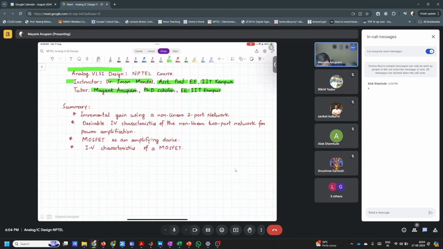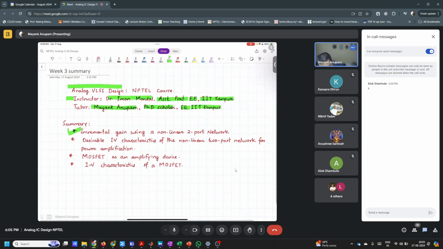So the overall summary of the topics: we learnt how to find the incremental gain in a non-linear two-port network. In week 2 we were introduced to the concept of a two-port network and learnt about the small signal parameters, the Y parameters: Y11, Y12, Y22, Y21. And this week we learnt how to make the network such that it can provide some incremental gain. That is what we saw in week 3.